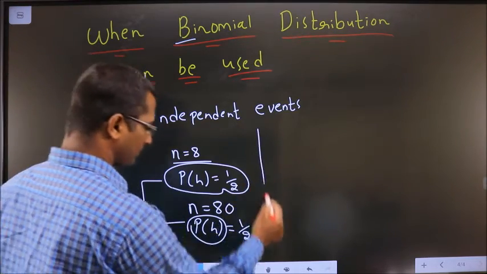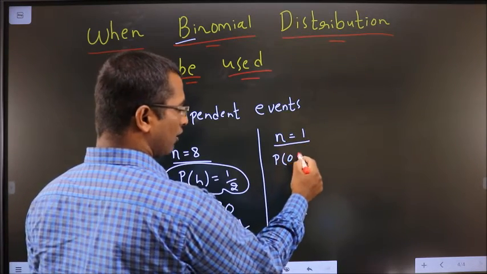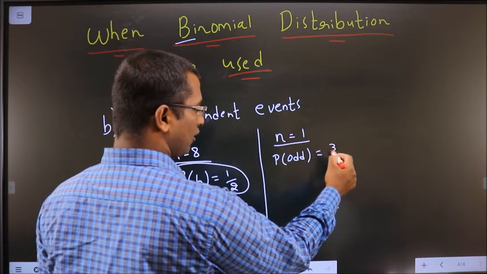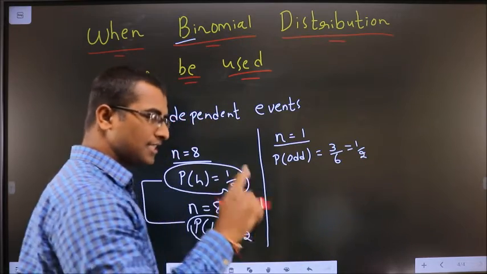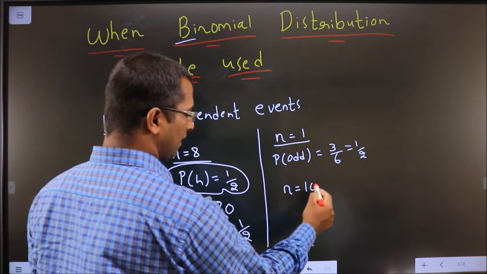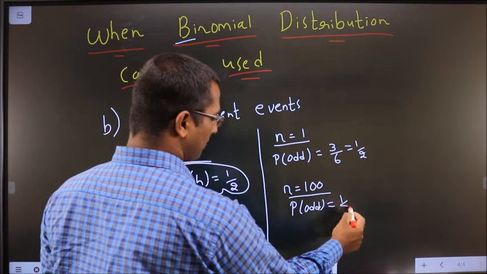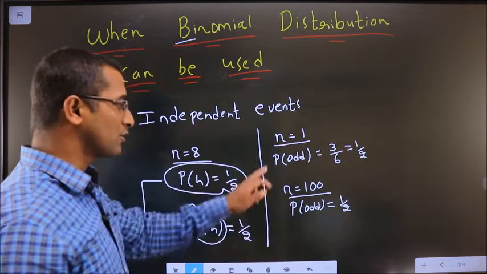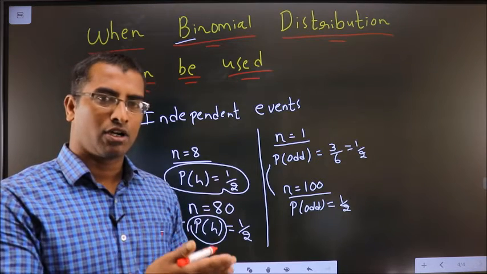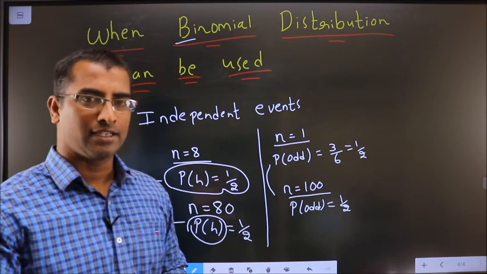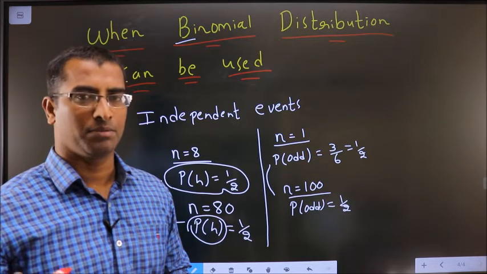Another example. Let us say a spinner is spun once. What is the probability of getting an odd number? There are 3 odd numbers, total is 6, so it's 1 by 2. Let us say the spinner is spun the 100th time. Still, what will be the probability of getting an odd number? It will still be 1 by 2. It's not going to change. So I call these independent events. The probability should not change. Only in that case we call them independent, and only in that case we can use binomial distribution.